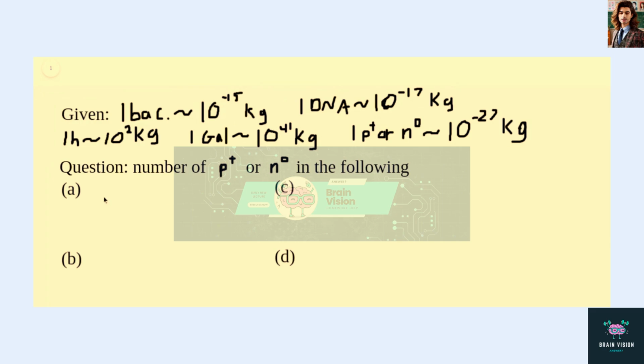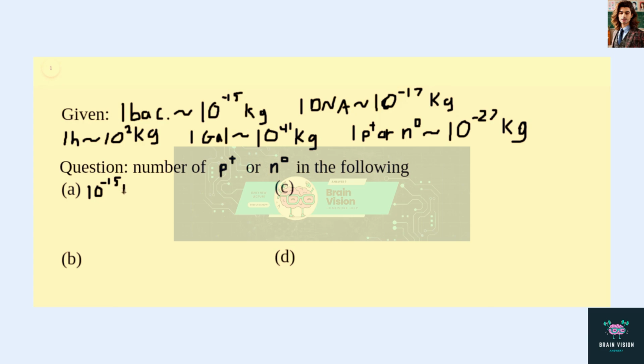One bacteria, which I abbreviated as BAC, is approximately 10 to the minus 15 kilograms. One DNA molecule is on the order of magnitude of 10 to the minus 17 kilograms. One human, which I abbreviate as H, is on the order of 10 to the second kilograms. One galaxy, GAL, is on the order of 10 to the 41 kilograms. And one proton or neutron, which I abbreviate as P plus or N0, is on the order of 10 to the minus 27 kilograms. So it wants us to find the number of protons or neutrons in the following things.